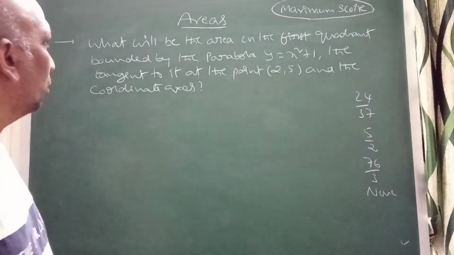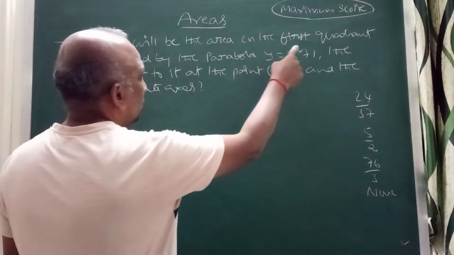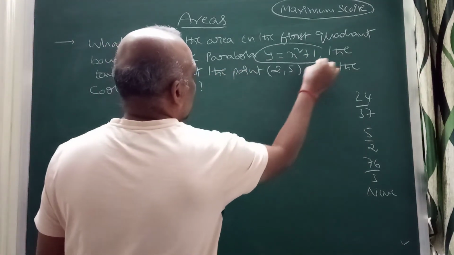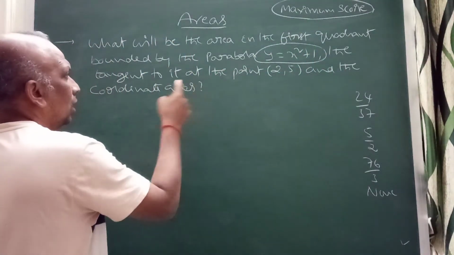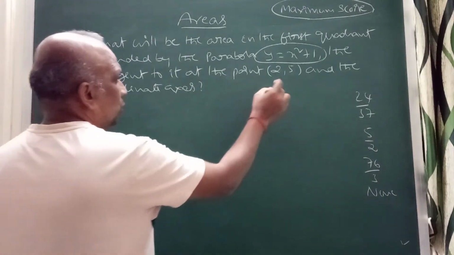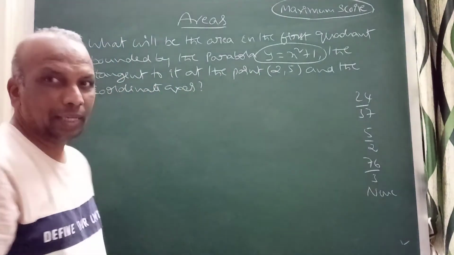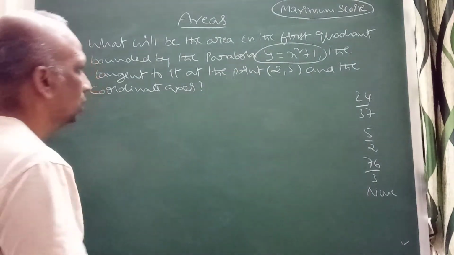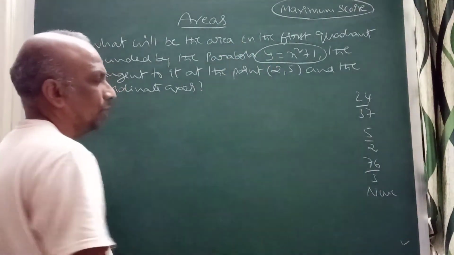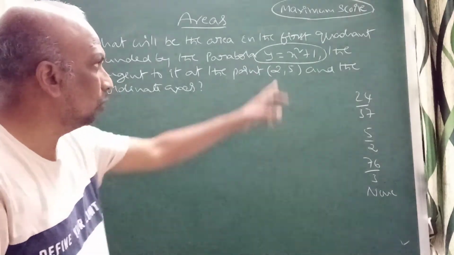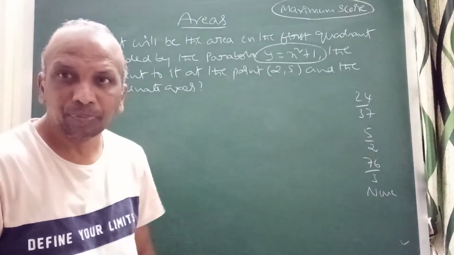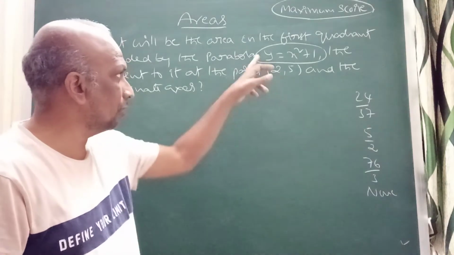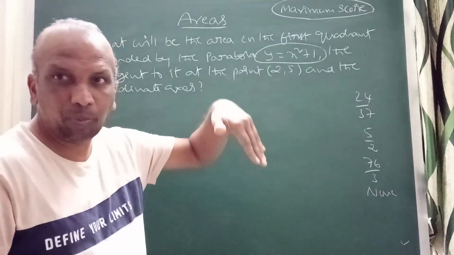Now see in this problem they are asking what will be the area in the first quadrant bounded by the parabola y equal to x square plus 1, the tangent to it at the point (2, 5), and the coordinate axes. First I will try to find the equation of the tangent at (2, 5). We can use the formula for the tangent, yy1 equal to xx1 type notation. You can use that formula.